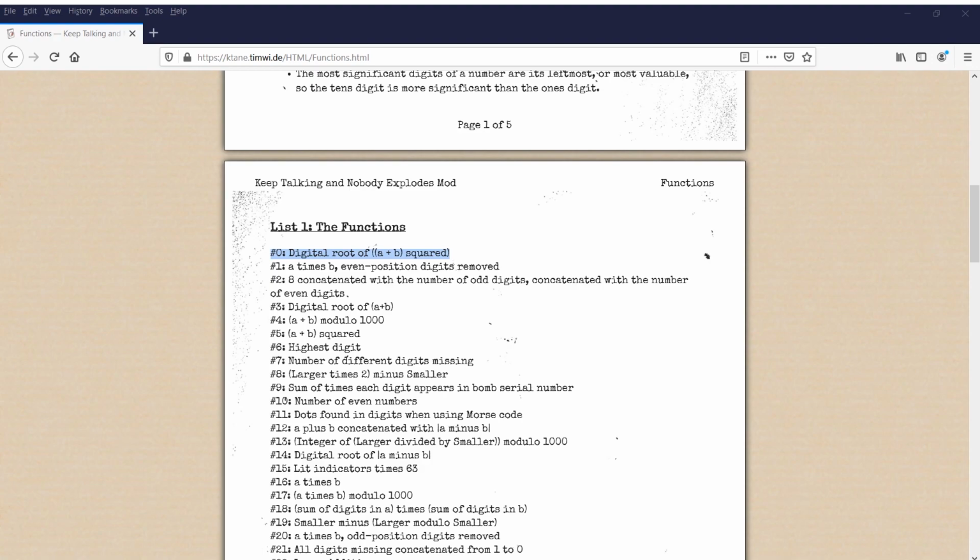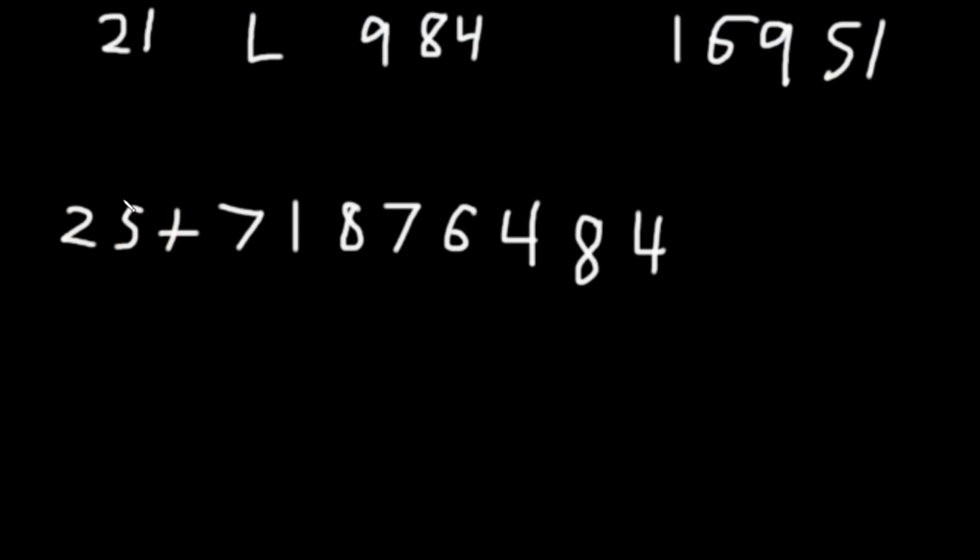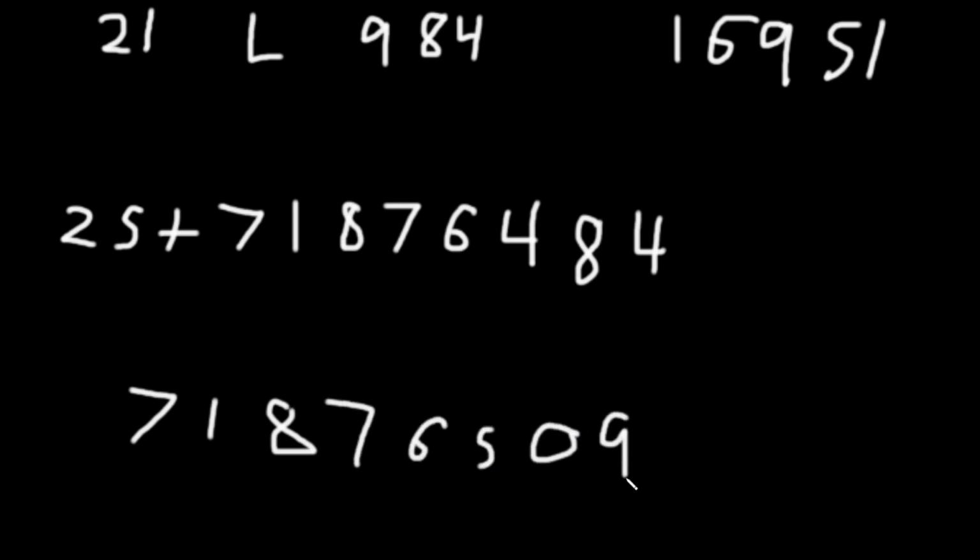Actually, first we have to do the parentheses part, so that's a plus b squared. I didn't even show this. That's 5 squared plus b squared, and that gives us 7187659. With digital root, you just add up until there's a single digit. 9s are negligible since they will always give you the other digit, except when it's just 9 by itself, which gives you 9. So this 9 we can just ignore.